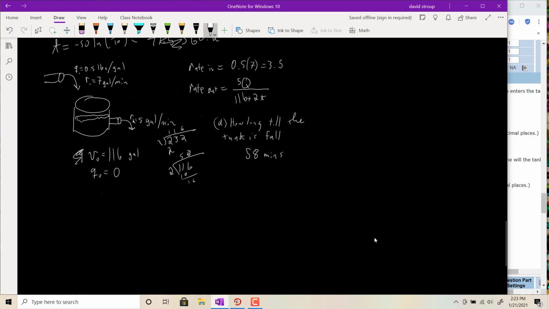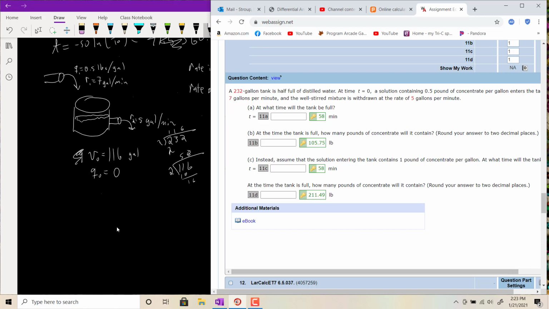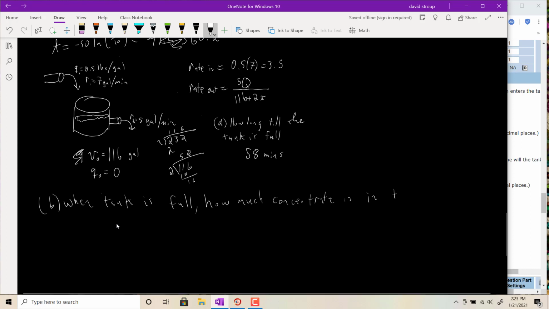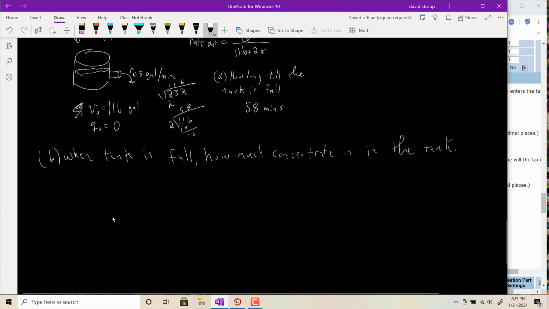Okay. So part A, what do they want? We got part A. Now part B: at the time the tank is full, how much salt is in there, or how much concentrate? So when the tank is full, how much concentrate is in the tank? So we need a formula for Q, in other words.